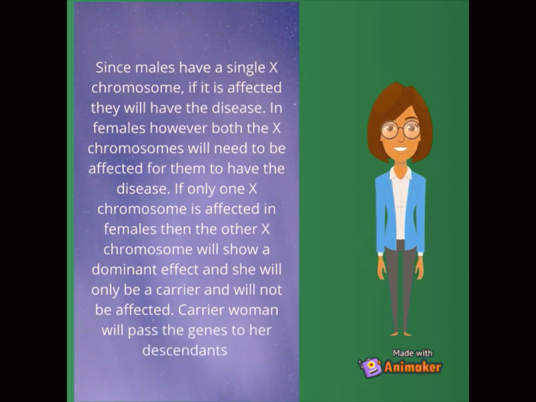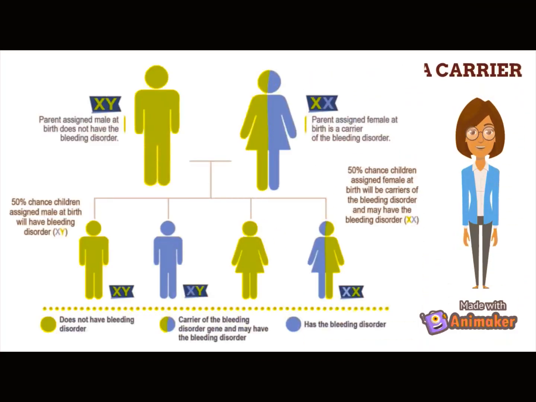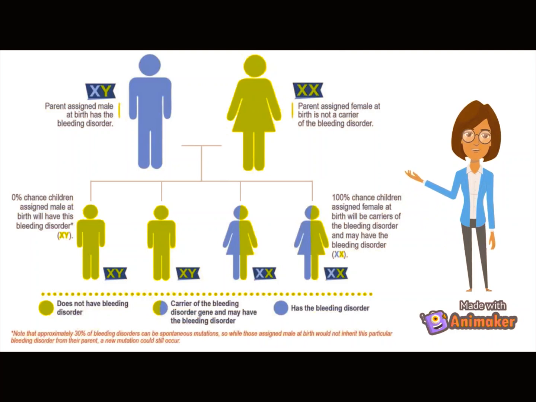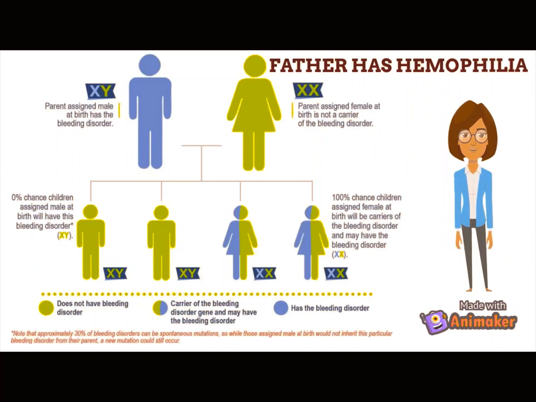A carrier woman will pass the genes to her descendants. The gene that causes haemophilia is passed from parent to child. A mother that carries the gene is called a carrier, and she has a 50% chance of having a son with haemophilia and a 50% chance of having a daughter who is also a carrier. A father who has haemophilia possesses the gene and passes it on to his daughter because daughters receive two X chromosomes, one from their mother and one from their father. This is why daughters of men with haemophilia are called obligate carriers. Since sons only receive a Y chromosome from their father, they would not have inherited haemophilia.